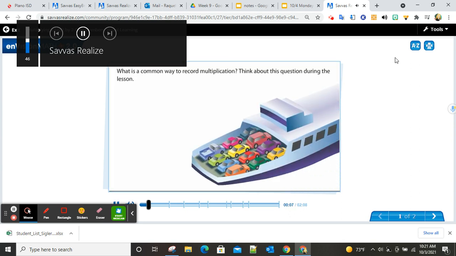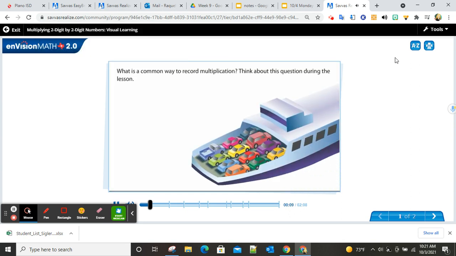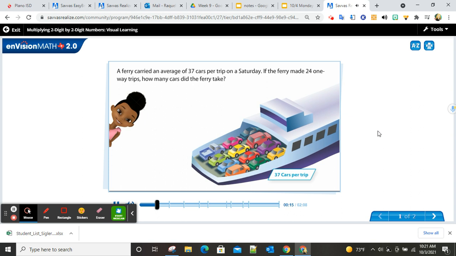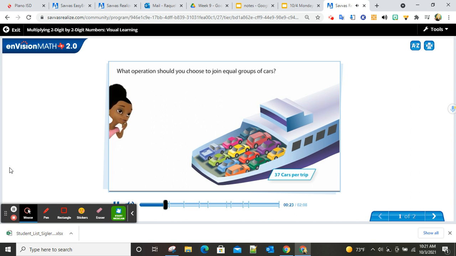What is a common way to record multiplication? Think about this question during the lesson. A ferry carried an average of 37 cars per trip on a Saturday. If the ferry made 24 one-way trips, how many cars did the ferry take? What operation should you choose to join equal groups of cars?